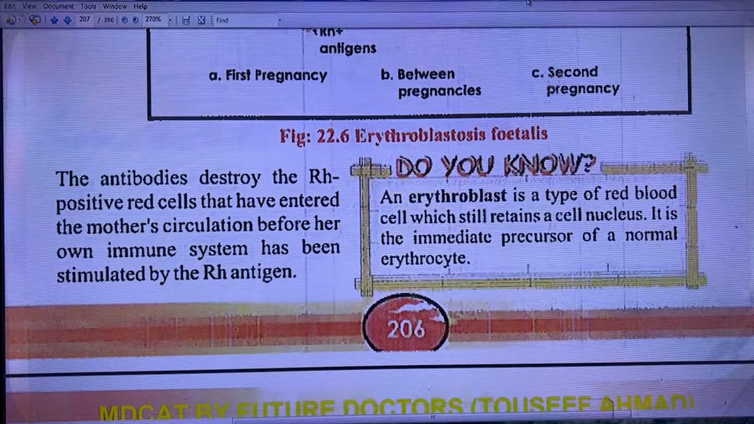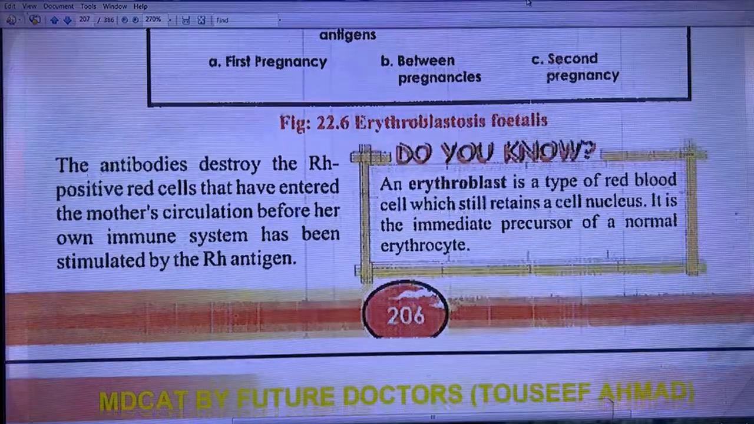An erythroblast is a type of red blood cell which still retains a cell nucleus. It is the immediate precursor of the normal erythrocyte. The antibodies destroy the Rh positive red blood cells that have entered the mother's circulation before her own immune system has been stimulated by the Rh antigen.